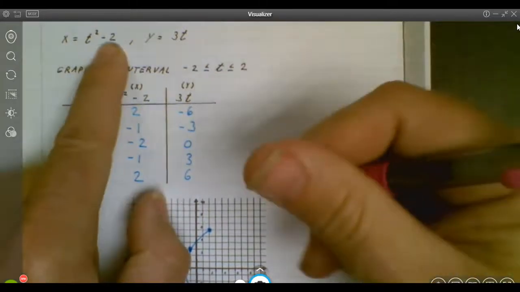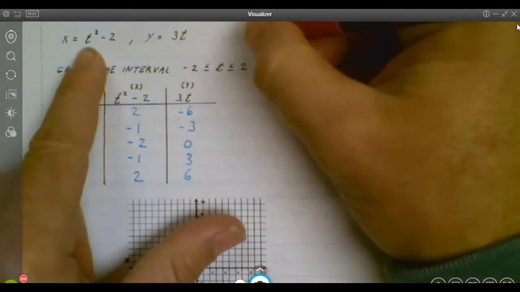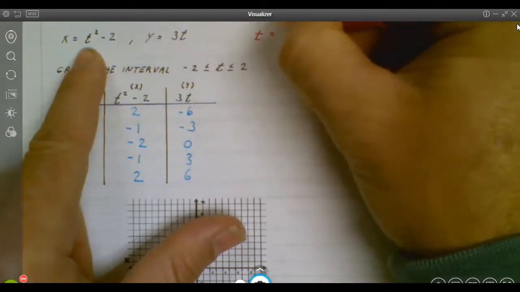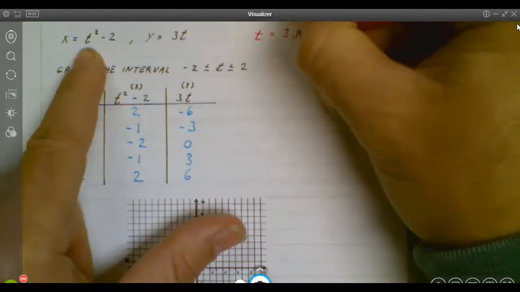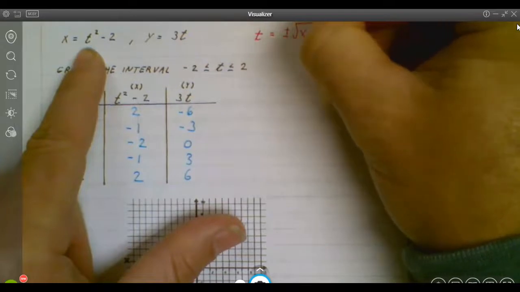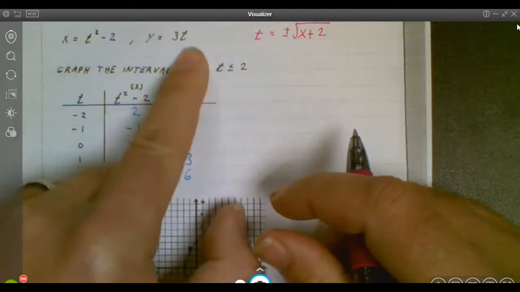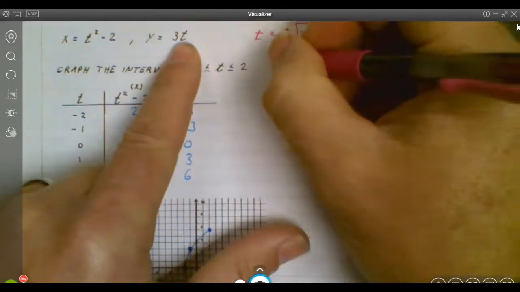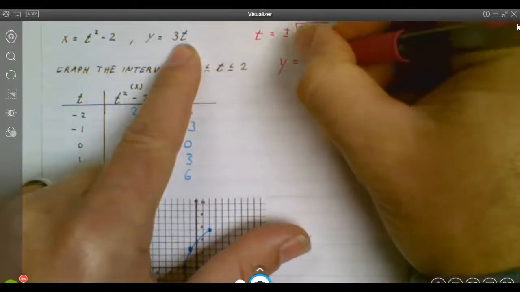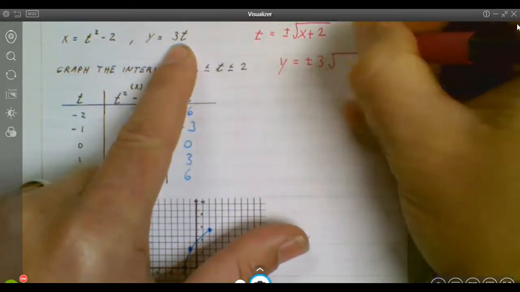So in this one, if I were to add the 2 over and then square root both sides, that would tell me that t is equal to plus or minus the square root of x plus 2. So I'm just getting t by itself. So that's all I did. And I'm doing that so that I can now plug it into my y function for t to actually identify the equation of this parametric function. So now I have plus or minus 3 times the square root of x plus 2.